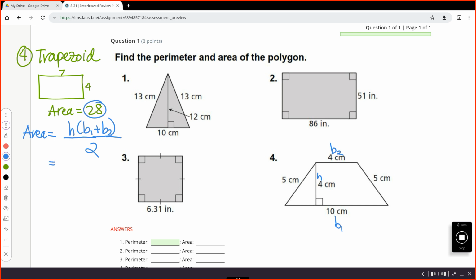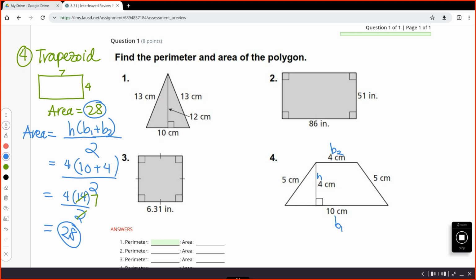So area is equal to, the height is 4, base 1 is 10, base 2 is 4, and then divide by 2. Okay, so what is 10 plus 4? 14. And then 14 divided by 2? 7. And then you times it back to the 4 again. Does that make sense? I don't want to do 14 times 4 in my head, so I did this first to make the number smaller. So then this turns into a 7. So 7 times 4, we're also getting Juan's 28. So whether you use the original trapezoid or you switch it to a rectangle, same.